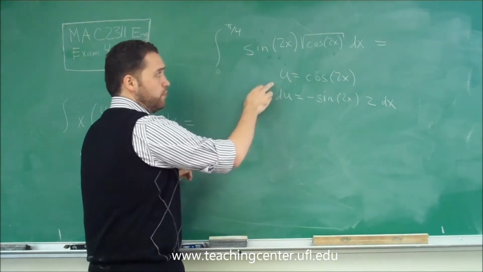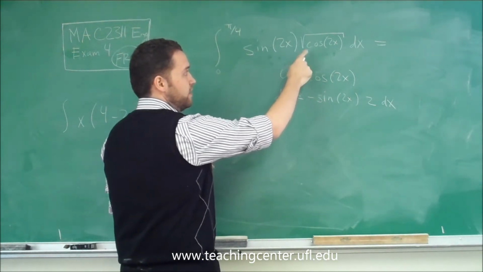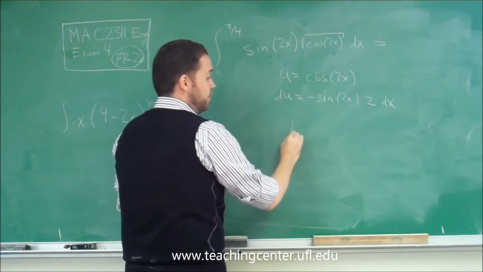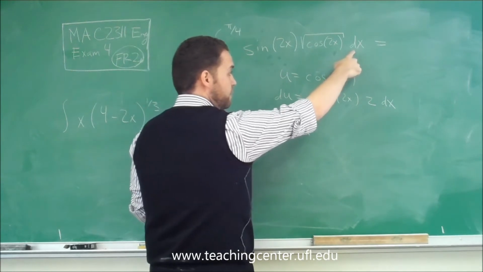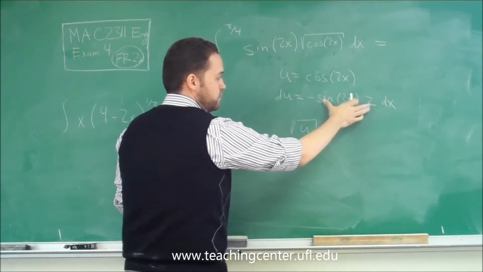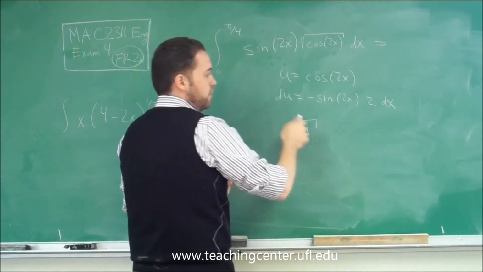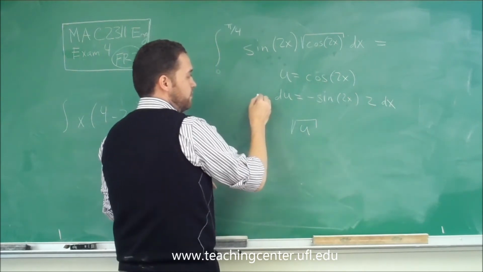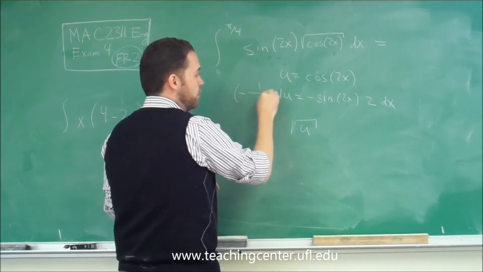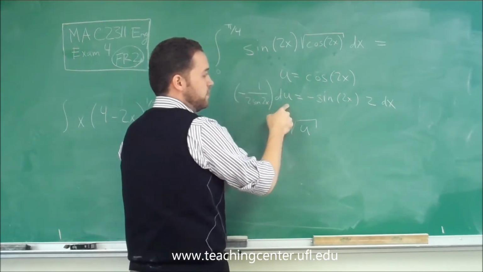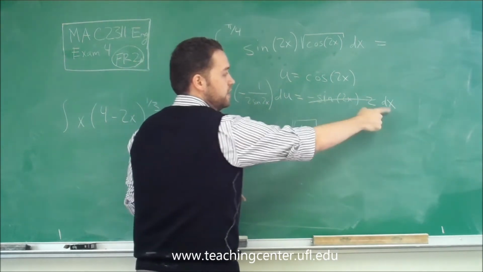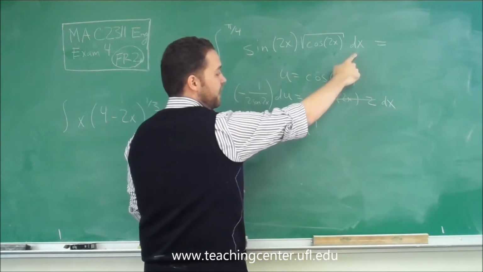So now we can rearrange this and say that the square root of this is really just the square root of u, because u is just that. And then dx, we know what dx is because we can just divide this stuff over. If we divide this over, it's going to be negative 1 over 2 sine 2x times the du. That's just what dx is, so we can plug that in for dx.